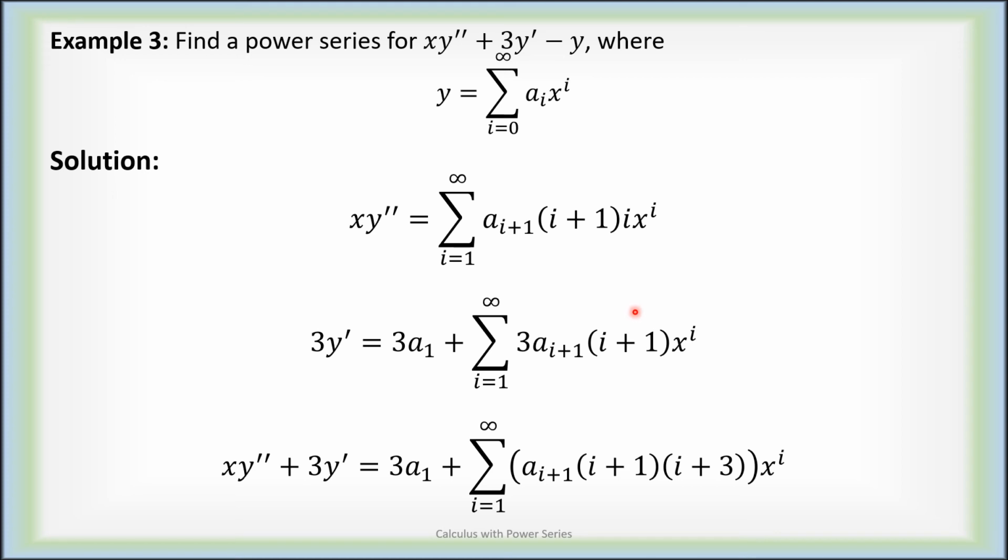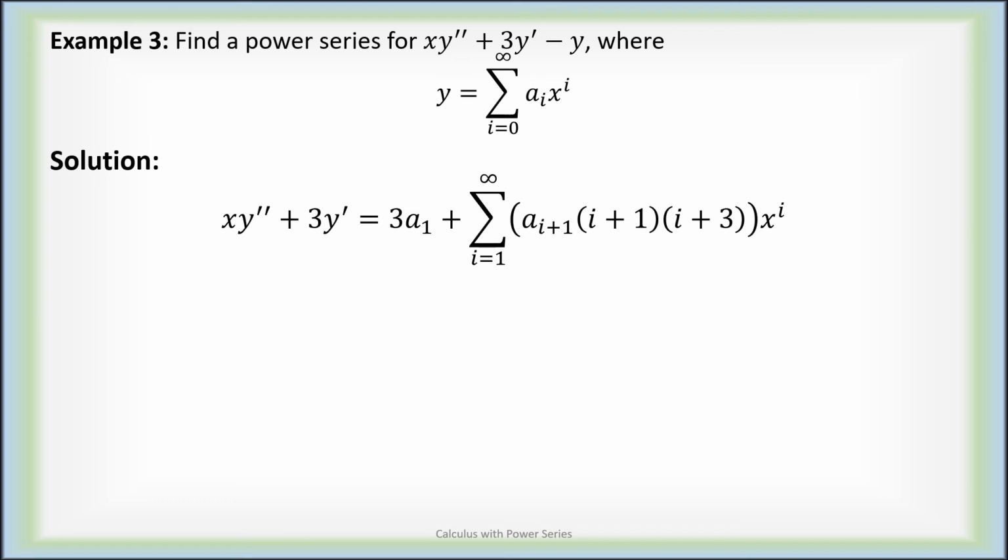If I factor out the x to the i, we have a sub i plus 1 times i plus 1 times i, plus 3 a sub i plus 1 times i plus 1. So notice we can also factor out an a sub i plus 1 and an i plus 1, leaving behind an i plus 3. So altogether, if we factor out the x to the i and factor out the a sub i plus 1 and factor out the i plus 1, we have an extra factor of i plus 3. So altogether, that's the series we now have.